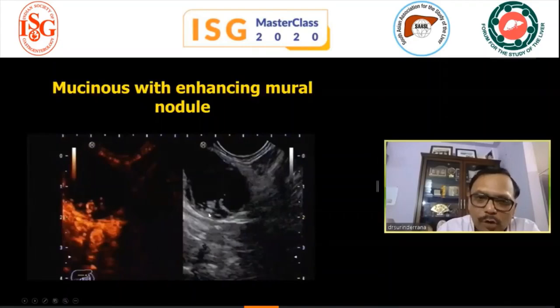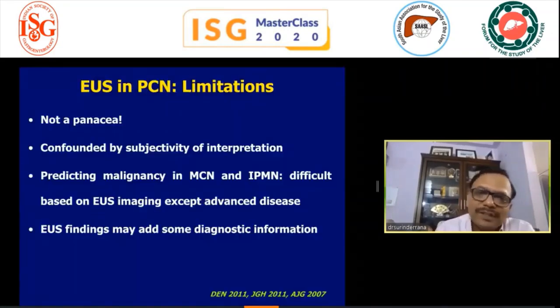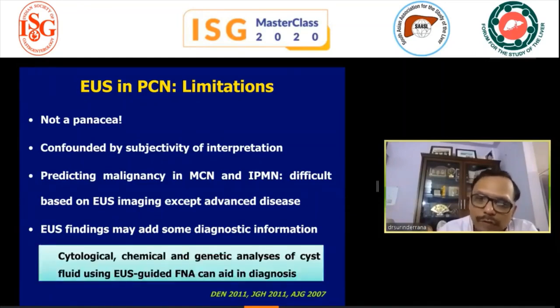And then if you do a contrast, you can find it enhancing. So this again is helped on EUS. But then we have to understand EUS again is not a panacea. It is confounded by subjectivity of interpretation. Predicting malignancy in MCN and IPMN is very, very difficult just based on EUS imaging. So EUS findings at best may add some diagnostic information, and you have to proceed forward.